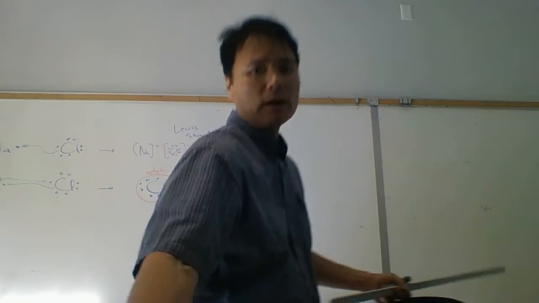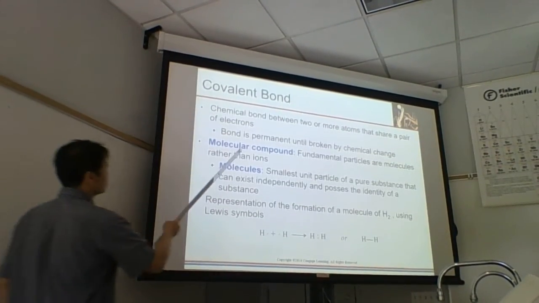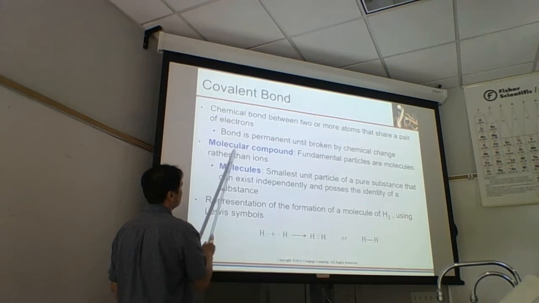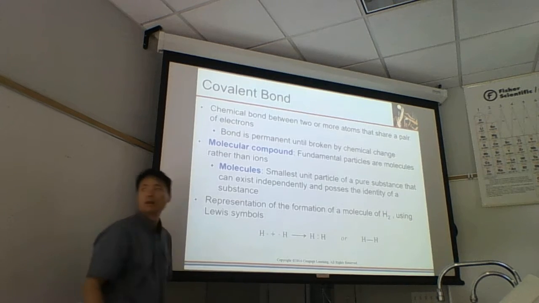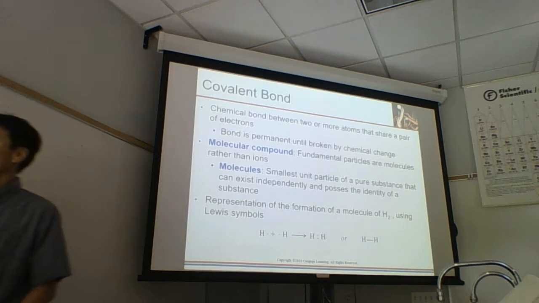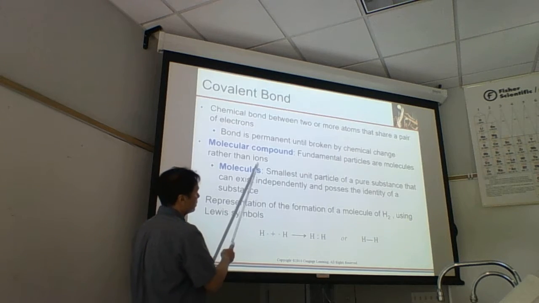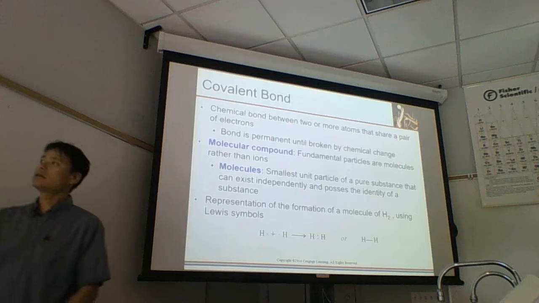Looking at this PowerPoint here, it says that a chemical bond between 2 or more atoms that share a pair of electrons is called a covalent bond. Okay, it's a permanent bond. Typically we can form molecules this way, where sodium chloride wouldn't form a molecule. Sodium chloride would form a lattice. And we don't have to form molecules. We could also form covalent lattices. Not ionic lattices, but covalent.